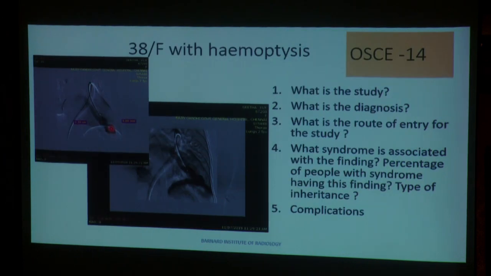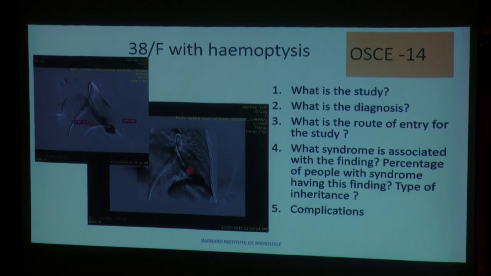Okay, and this is the still image. You can see where we are. So what is the study which has been done? What is the diagnosis? What is the route of entry for this study? What syndrome is associated with this finding? The percentage of people with this syndrome who have this associated finding, and what is the mode of inheritance, and what are the complications associated with this finding.